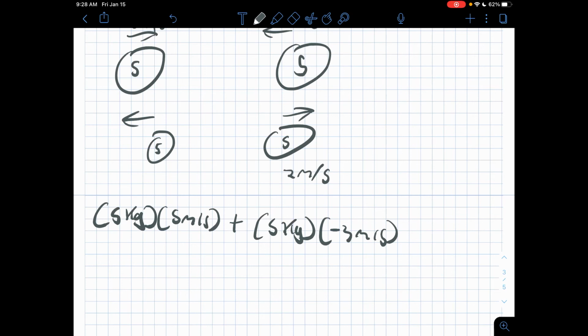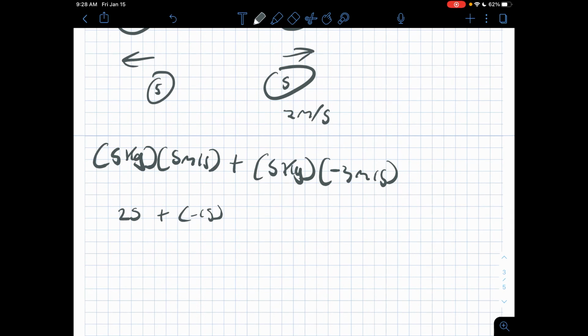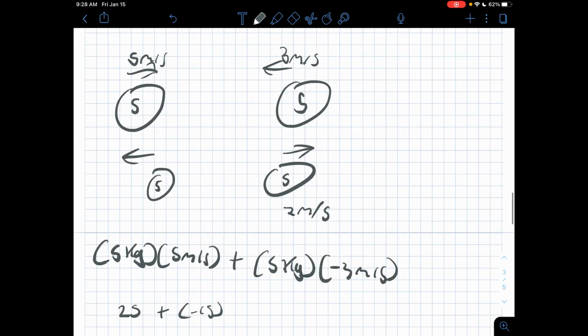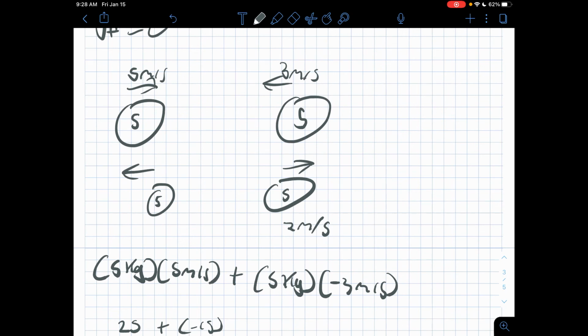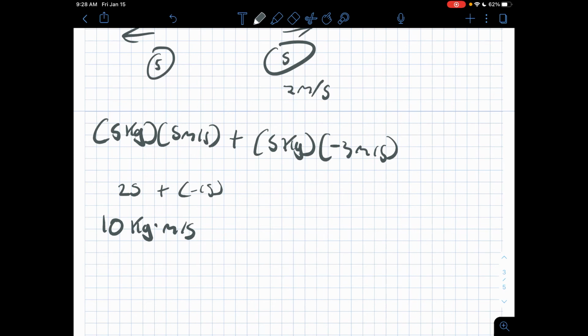So once you do the calculations here, you get 5 times 5, you get 25 here, and you get negative 15 there, plus negative 15, and then you just add them together, and you get 10. So the total momentum before the collision here is 10 kilograms times meters per second. And as you know, because of the conservation of momentum, the total momentum before is going to be equal to the total momentum after the collision.